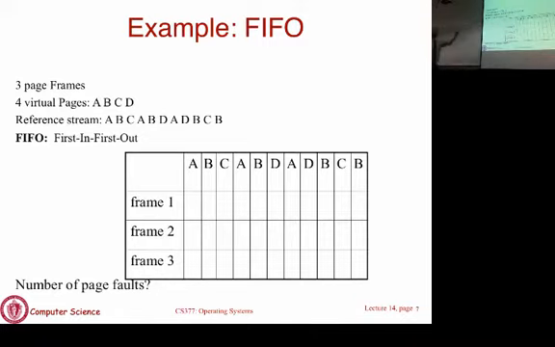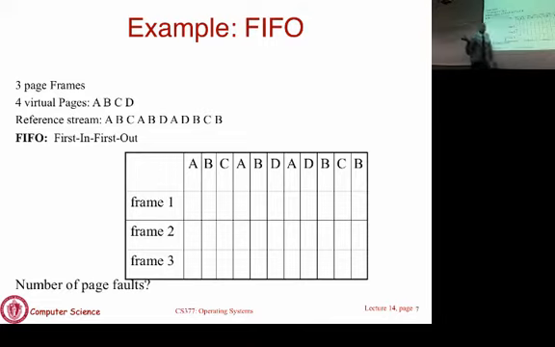So the next access is A. That's not a page fault because A is already in memory. Then you access B, not a page fault. B is also in memory. So these 2 accesses are not page faults.